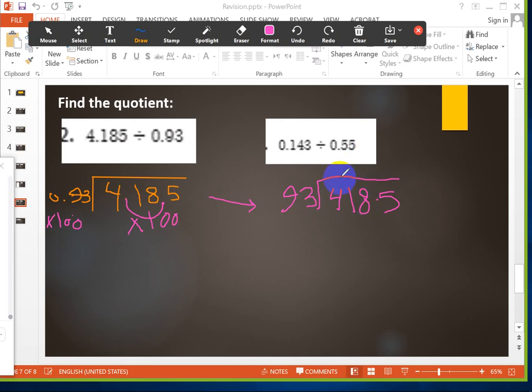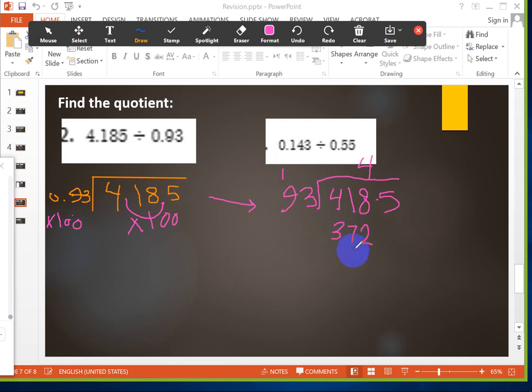Now, how many 93 in 418? How many do you think? I think in each 100 I have 1 93. That means in 400 I have 4, right? So let's try 4. 4 multiply 93. Let's multiply 4 with 3. It will be 12. So I will put 2 here, 1 above that. 4 multiply 9 equals 36 plus 1 equals 37.